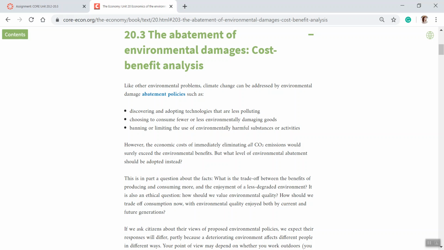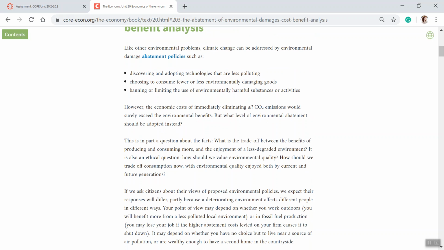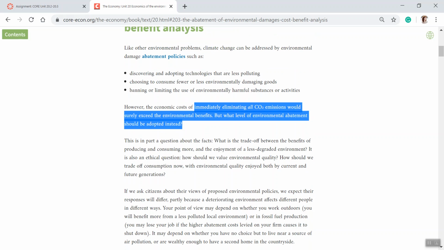In order to do that, there's a couple of things. We can find technologies that are less polluting, we can consume less damaging goods, or we can ban or limit the use of harmful substances or activities. Those are the policies. The economic cost of immediately eliminating all CO2 emissions would exceed the environmental benefits. So even though we know what to do, we still have to think about the economy and how we can balance the environment and the economy together. That's always the big question: who comes first, the environment or the economy, because they are both completely related.